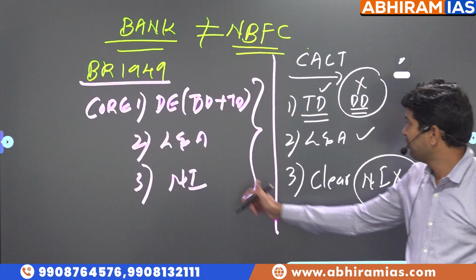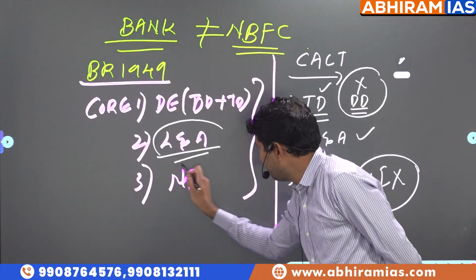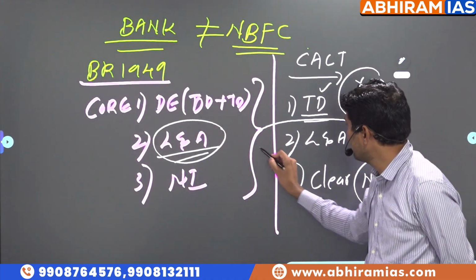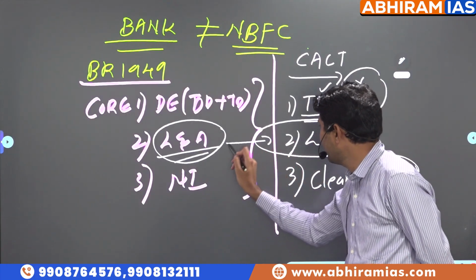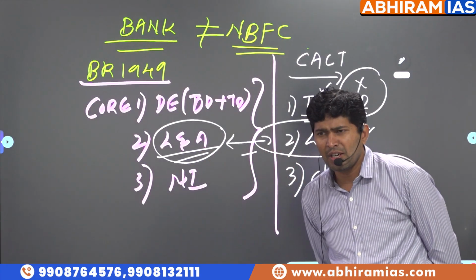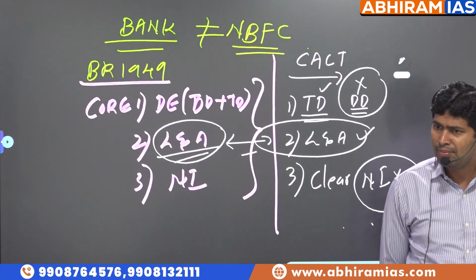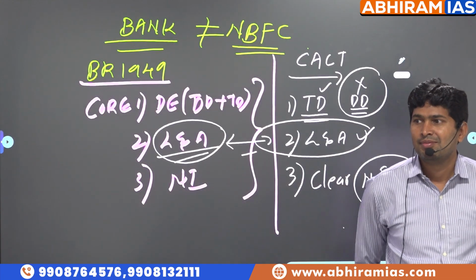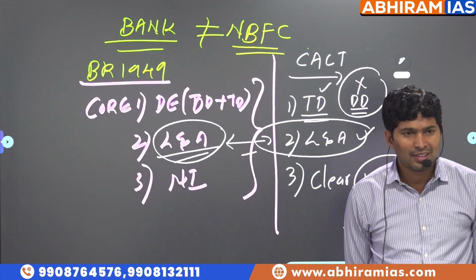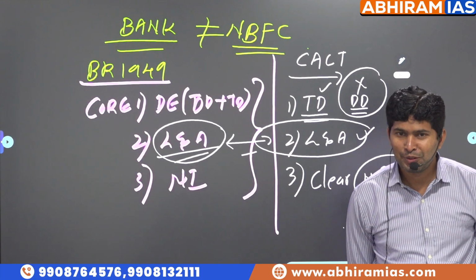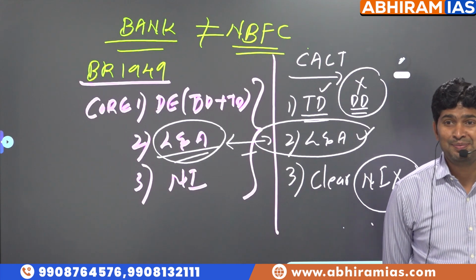So look at the word. Loans and advances given by bank also. Loans and advances given by NBFC also. So what is the meaning of this? Credit card is advance and loan only. So credit card can be issued by both bank as well as NBFCs. Understood? So that's the way UPSC is showing their talent.